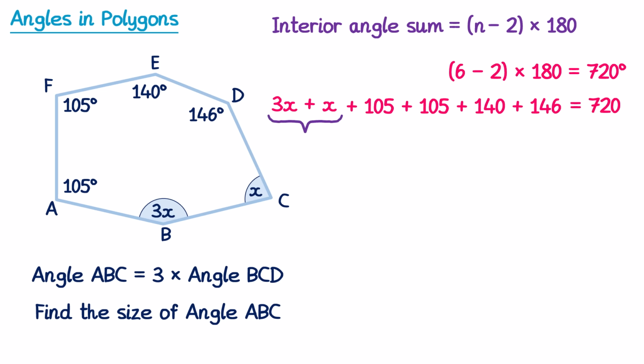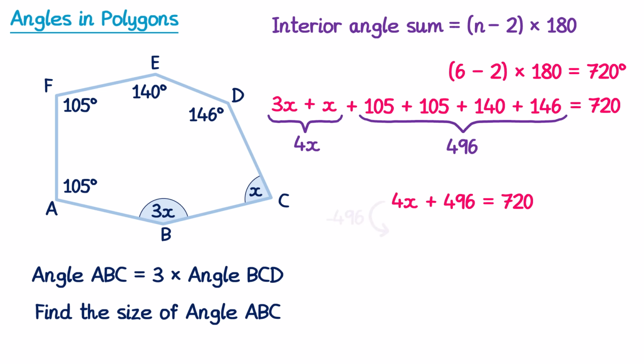This 3x plus 1x will give you 4x. If you add up all of these numbers here, you get 496. So we've got 4x plus 496 must give us 720. This is now just an equation to solve. If we subtract 496 from both sides, on the left we'll get 4x, and on the right, we end up with 224. Then we can divide both sides by 4, on the left this gives you x, and on the right 224 divided by 4 is 56. So we find that x is equal to 56. But this isn't the answer to the question.